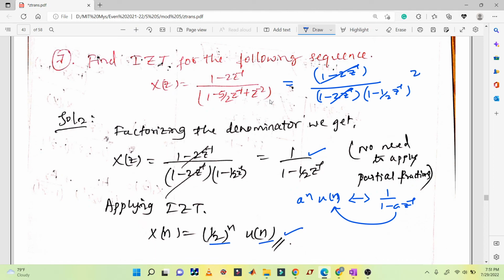Assuming that here again, z is greater than 1 by 2. Okay. If it is less than 1 by 2, then what you have to write? If it were given as less than 1 by 2, you would write minus of 1 by 2 to the power n u of minus n minus 1, when z is less than 1 by 2 is given. If it is not given, then directly this is the answer.